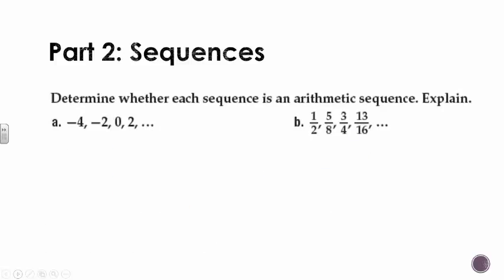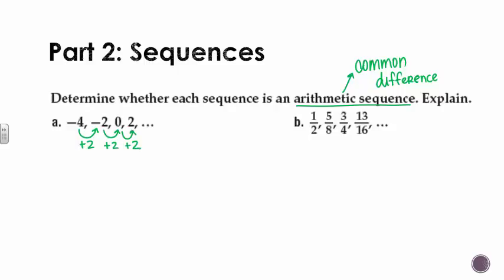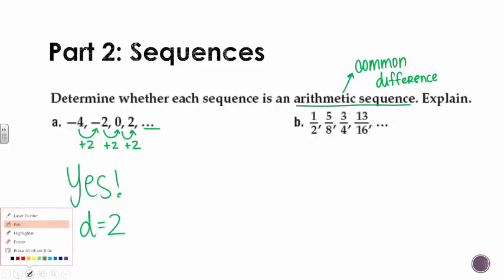So determine whether each sequence is an arithmetic sequence and then explain. So what you're looking for is a common difference. This should look a little familiar because we just did this, saying if something was linear or not. So ask yourself, how do you go from -4 to -2? Well, I add 2. Now make sure that that's the same for every number that they give you. Once you run out, you assume that this pattern continues if there is a pattern. So because all of these go up by 2 every time, it is arithmetic. The difference is +2.